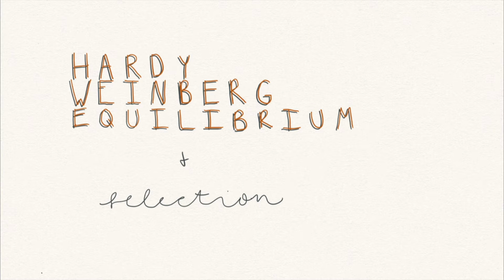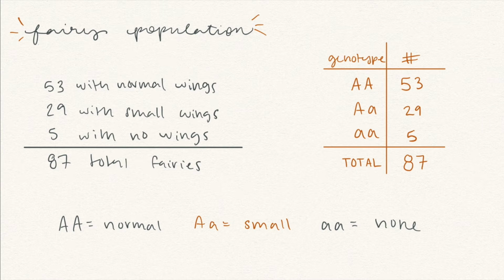In this video, I'll be discussing Hardy-Weinberg Equilibrium and how it is affected by selection within a population. We will be observing how this happens by using a population of fairies with different wing sizes. In a population of 87 fairies, there are 3 different phenotypes: normal wings, small wings, and no wings.